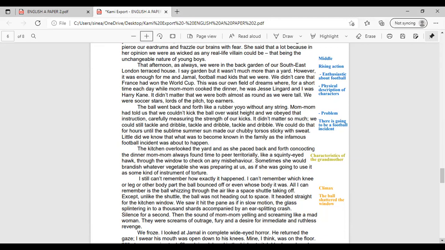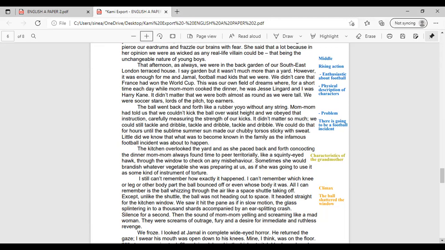So in the middle of the story, a problem is usually presented to us. And the problem that is presented to us here is that there is going to be a football incident, because, again, there is rising action that is telling us that, listen, the ball was going back and forth like a yo-yo. We saw that the grandmother had warned them about kicking the ball too high. But however, they were tackle, dribble, and tackle, dribble, and tackle, dribble. And so all of that kind of builds the suspense as to, well, what is going to happen.